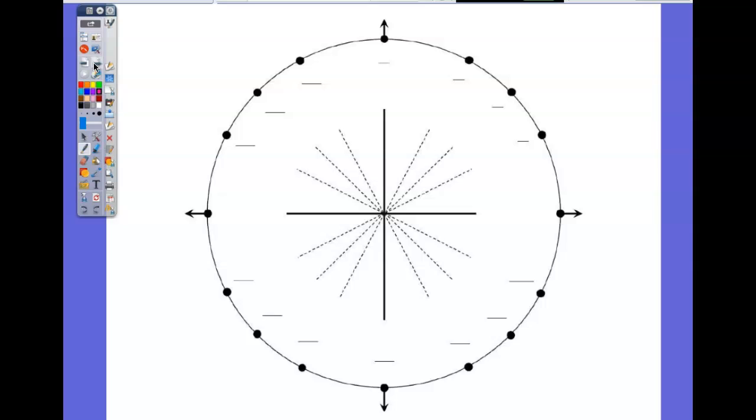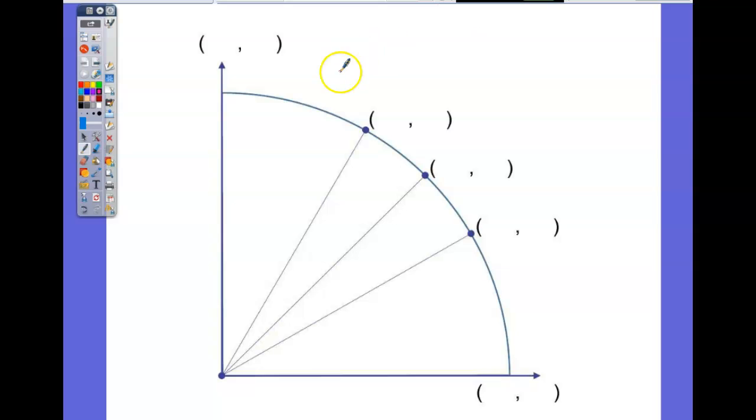You're on it right now? Oh, okay. What is it? Yeah. Okay, the one that says first quadrant. That one. Okay, so this is what it should look like when you open it.